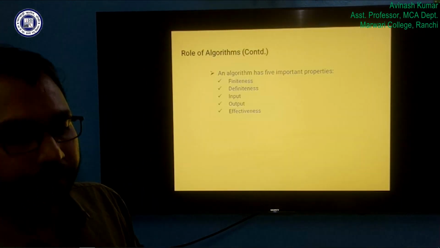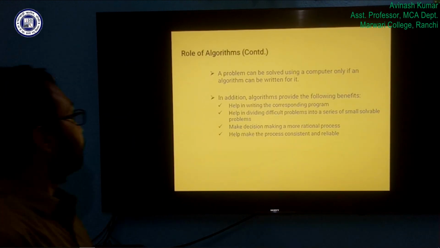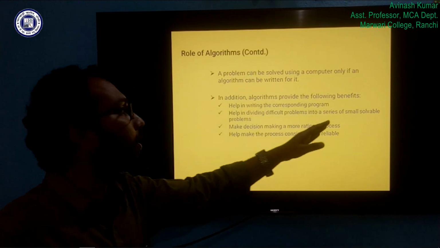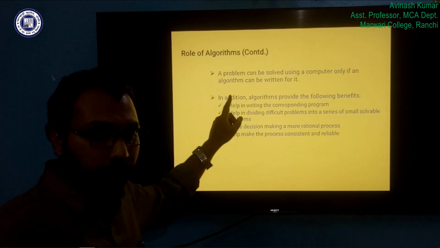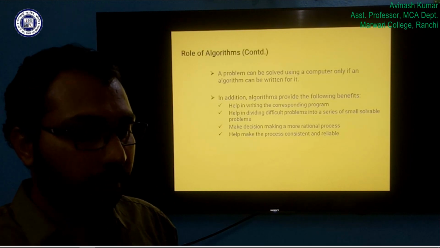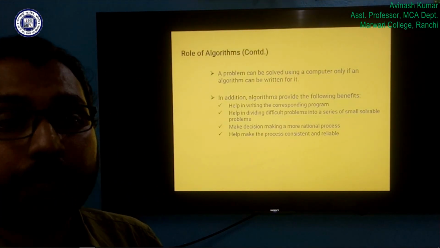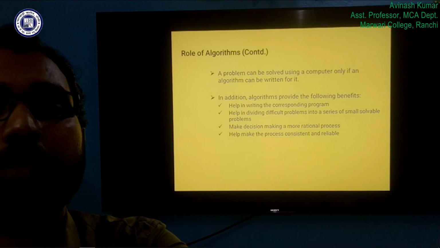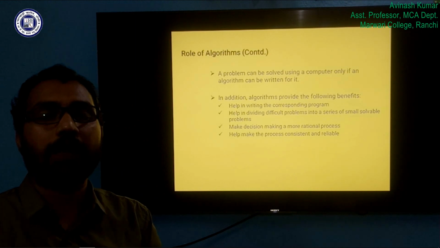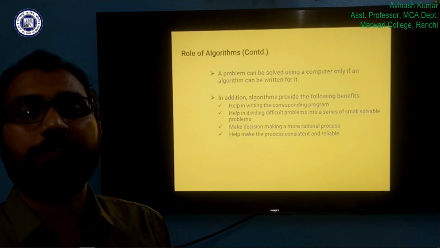Then the next, a problem can be solved using a computer only if an algorithm can be written for it. And in addition, algorithms provide the following benefits also. So what are those benefits? The first one, an algorithm helps in writing the corresponding program. Now what is the corresponding program? The same program which we are going to solve by taking the steps of the given algorithm.